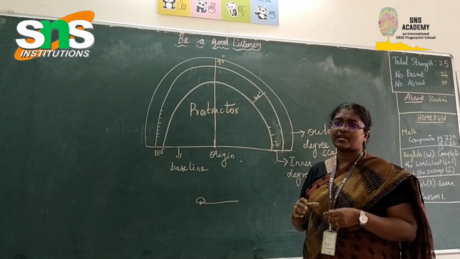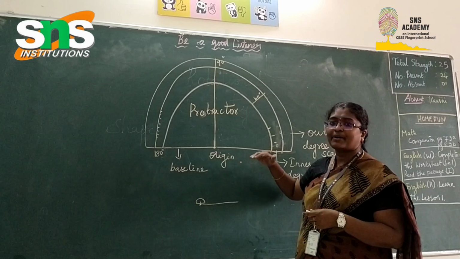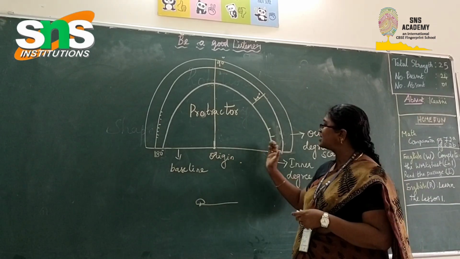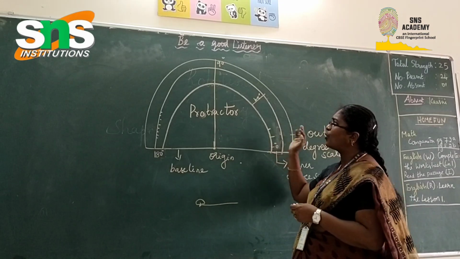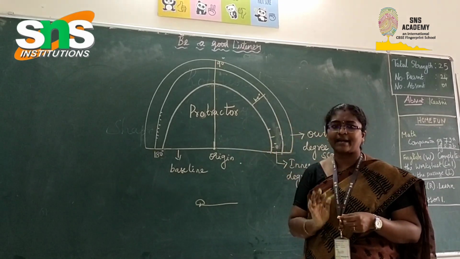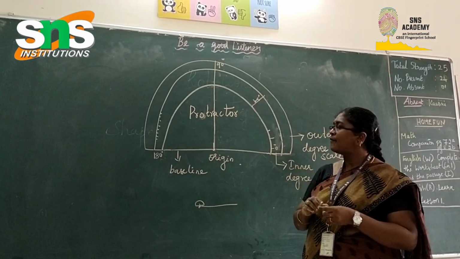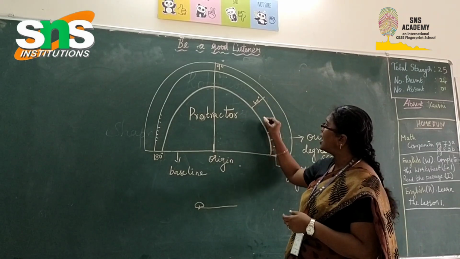So what I am trying to say is that normally when you are measuring an angle, you will be using the inner scale. Never bother about the outside scale at this point. Whenever you measure, always use the inner scale.